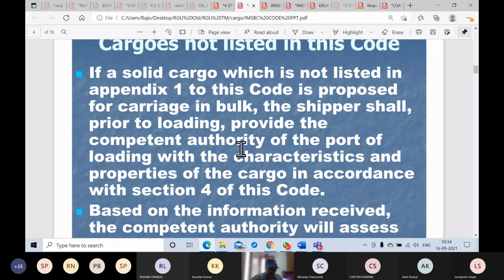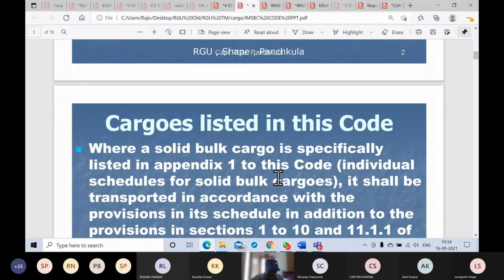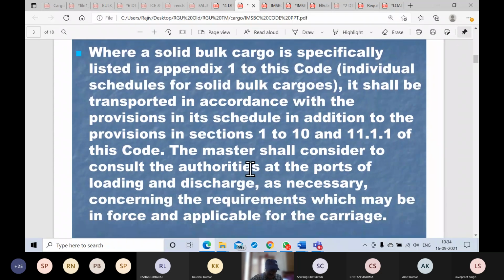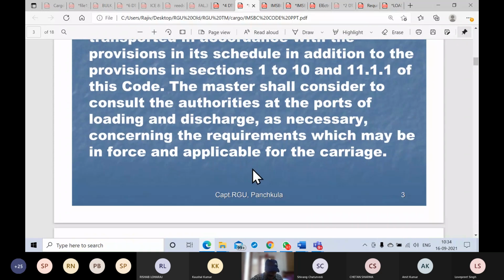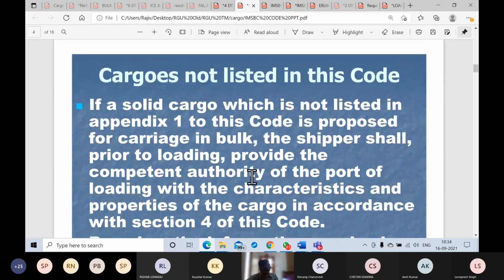What I'm saying is, one thing is certain: this is the cargo listed in this code. Where can you find it? In Appendix 1 to the code, individual schedules for solid bulk cargo. Then you will load accordingly. The shipper will prepare the shipper's declaration accordingly if it is listed in Appendix 1. But there is a chance that a particular cargo may not be listed. Then what do you do? You still have to load it. But then the shipper has to provide you all the information as required by the code under the heading cargo not listed.